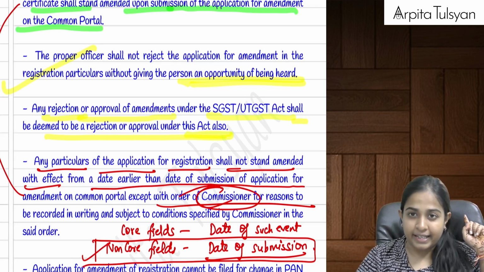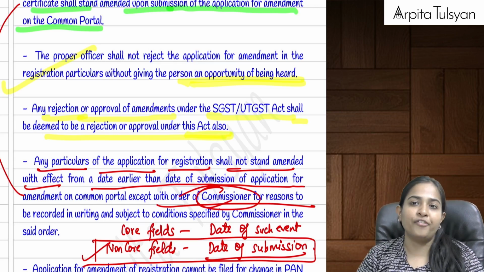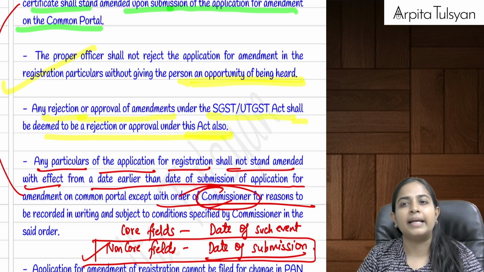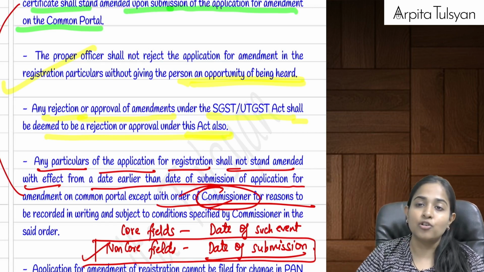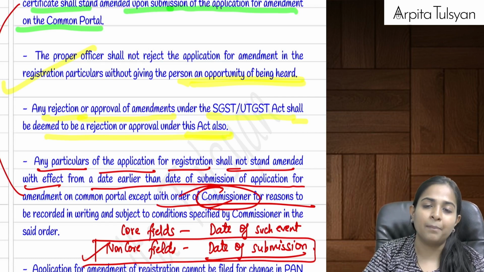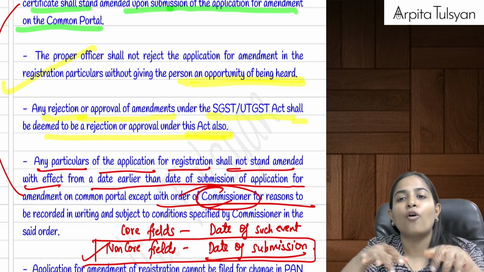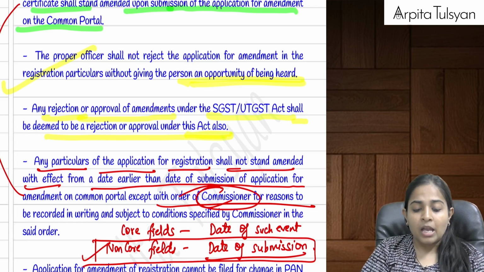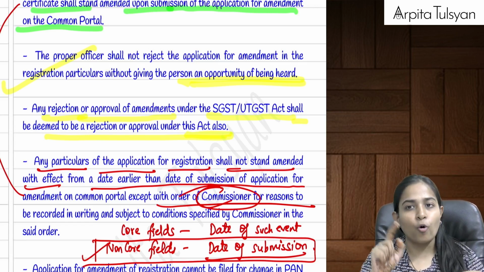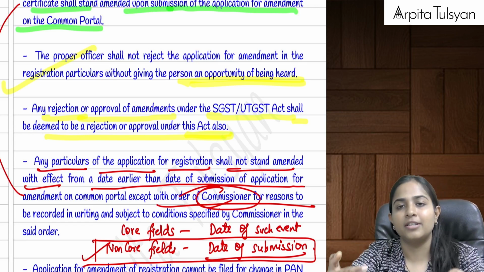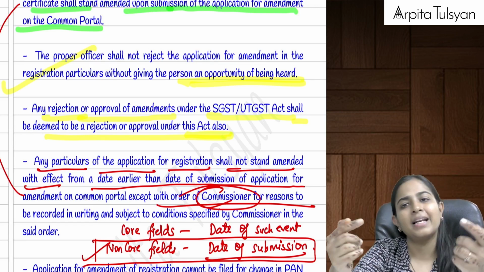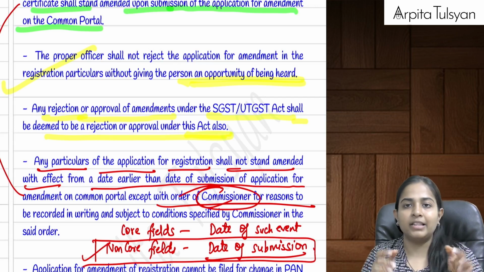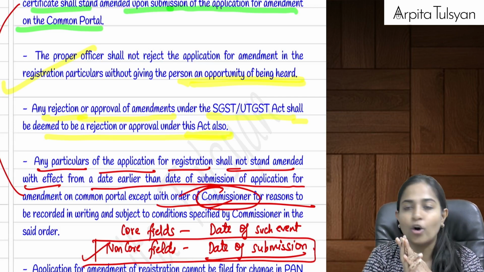But in case of non-core fields, for example, mobile number or email ID changing, or any other changes, it will be deemed that the changes have taken place from the date of submission of the online application form. Now just try to understand. In case of core fields, you submit it on the GST portal, and then the portal forwards the application to the proper officer, and he decides whether the amendment should be allowed or not.